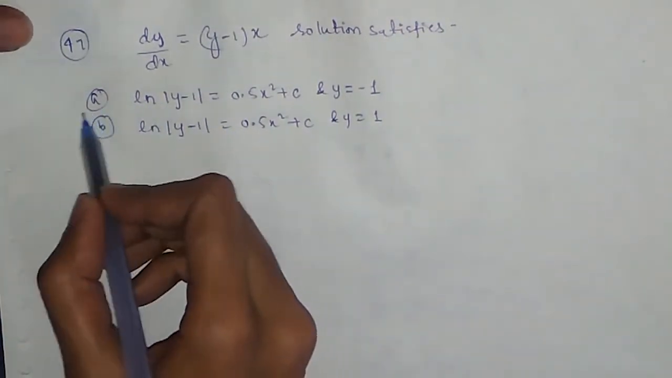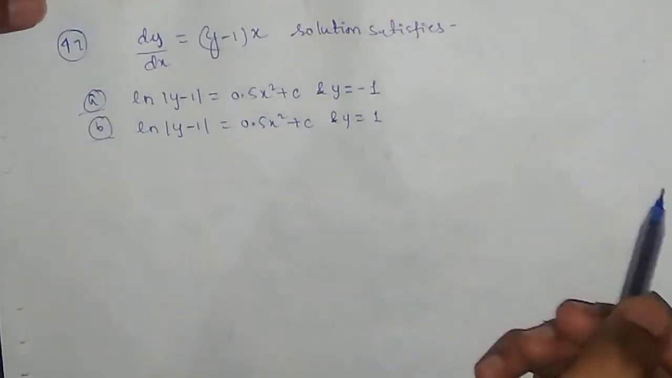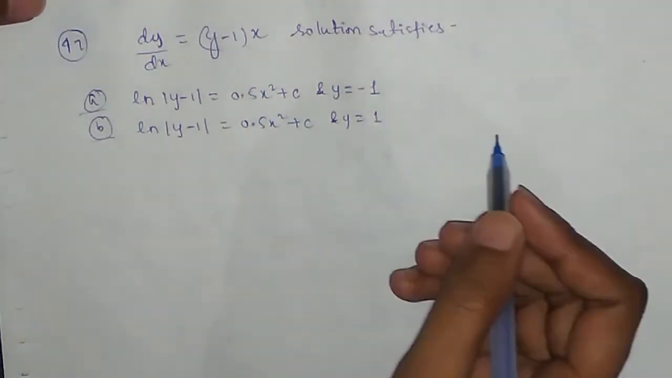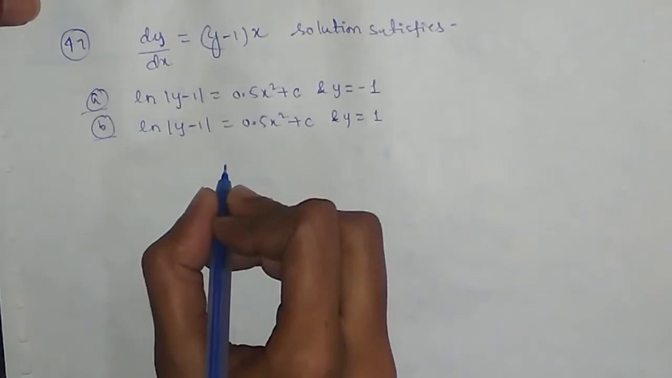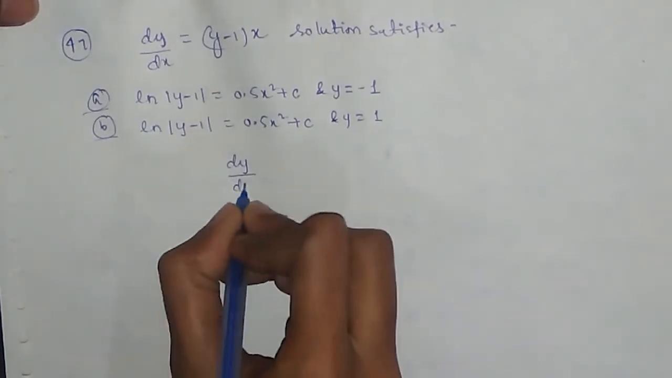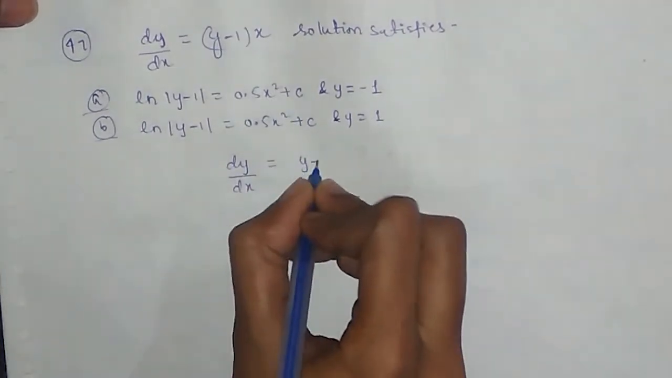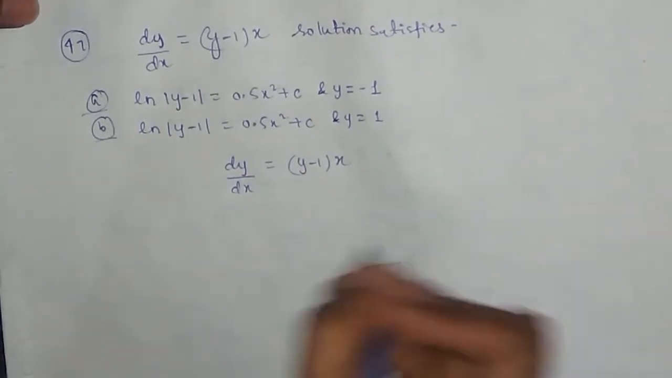I have taken two options. The other two options are not taken. You can see from the question. So dy by dx equals (y minus 1) into x.